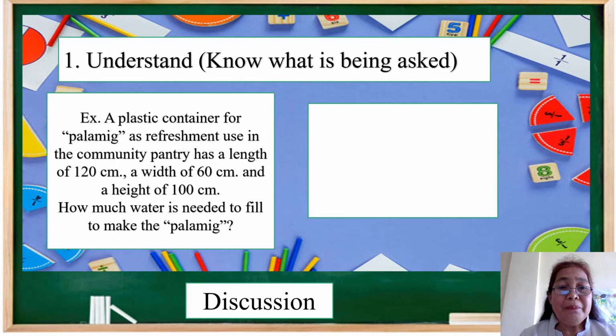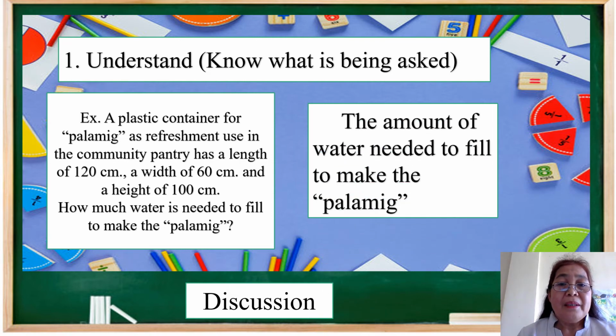Based on the problem, a plastic container for palamig as refreshment used in the community pantry has a length of 120 centimeters, a width of 60 centimeters, and a height of 100 centimeters. How much water is needed to fill it to make the palamig? How do we know what is being asked? Let's find the question mark. What we are asked is the amount of water needed to fill it to make the palamig. Okay, check.